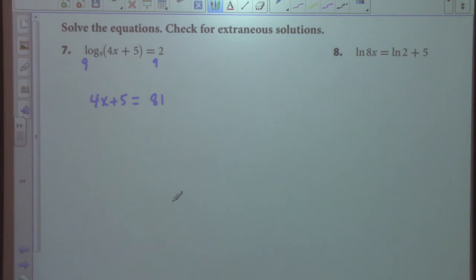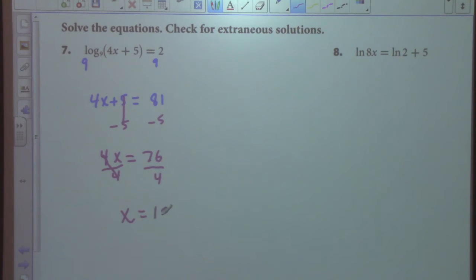And then you subtract 5. What's 81 minus 5? 76. So we get 4x equals 76. Divide by 4. What's that? 19. So x equals 19.